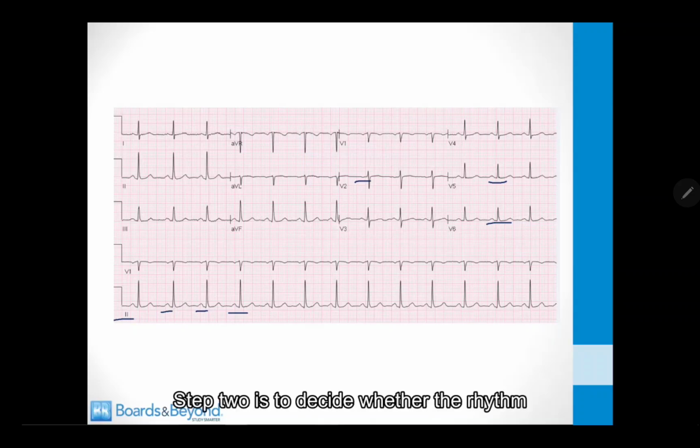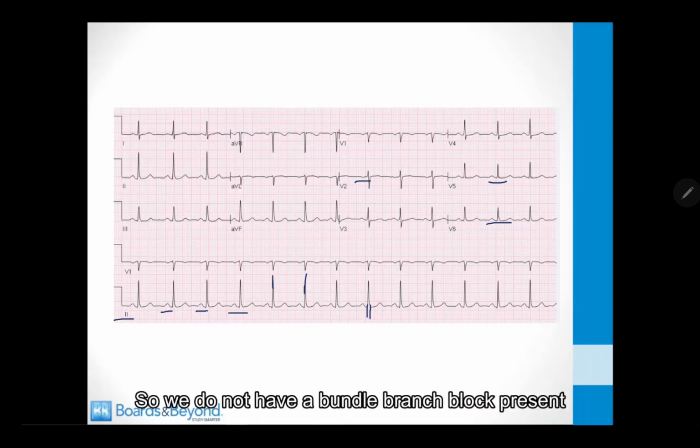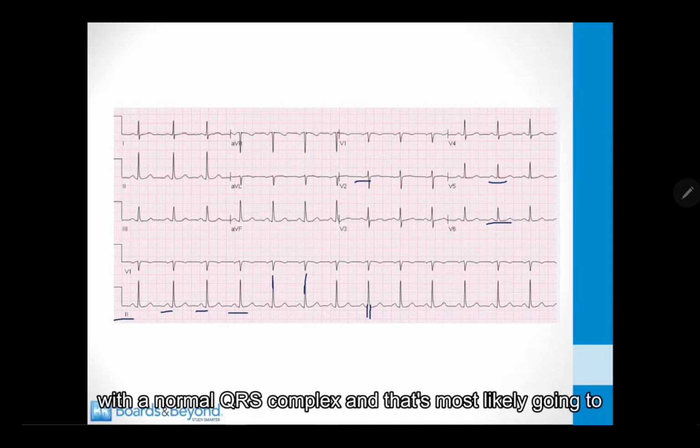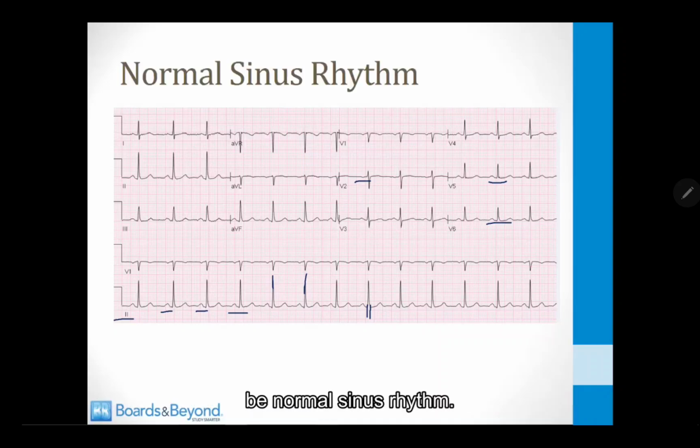Step 2 is to decide whether the rhythm is regular, and you can see that the distance between QRS complexes is constant or regular. Step 3 is then to decide whether or not the QRS complex is wide or narrow, and hopefully you can recognize that this is a very narrow QRS complex of about 2 small boxes. So we do not have a bundle branch block present or any type of cause of a widened QRS complex. So what we're looking at overall here is a rhythm that is regular with P waves present with a normal QRS complex, and that's most likely going to be normal sinus rhythm. That's what this ECG shows.